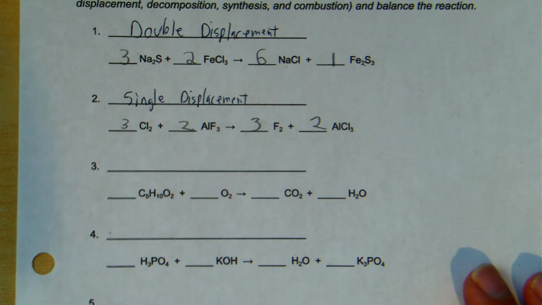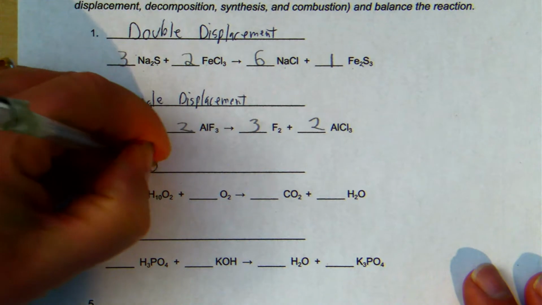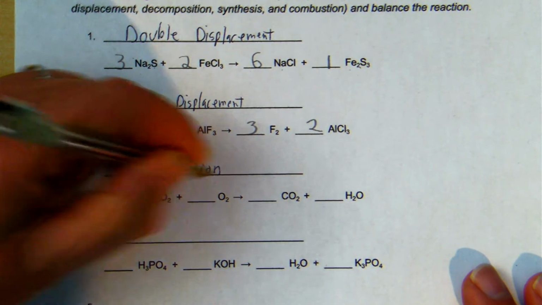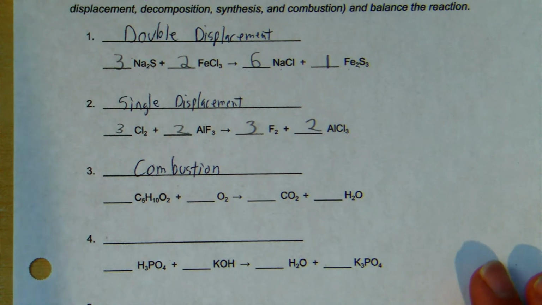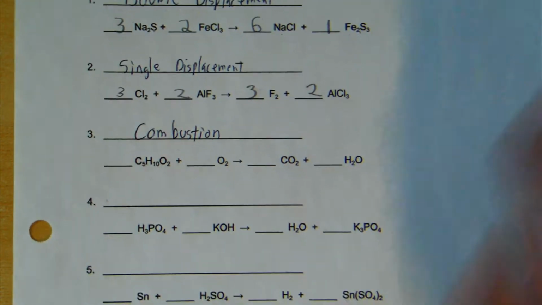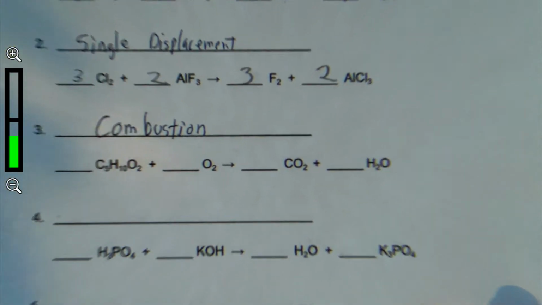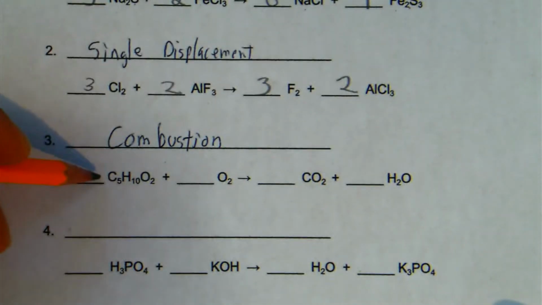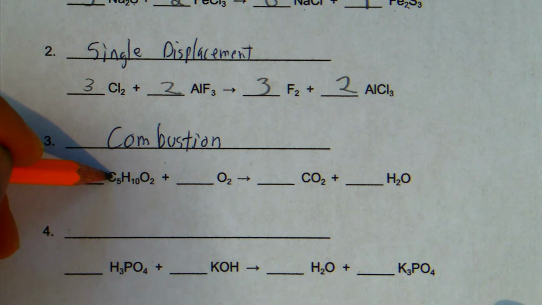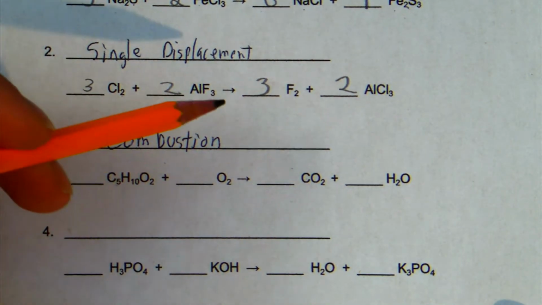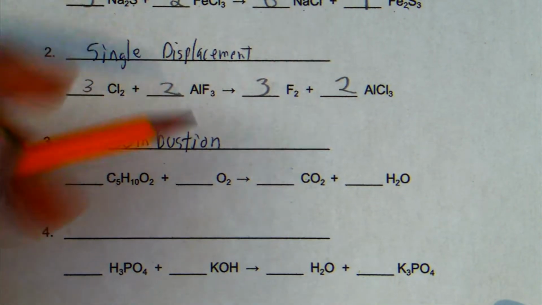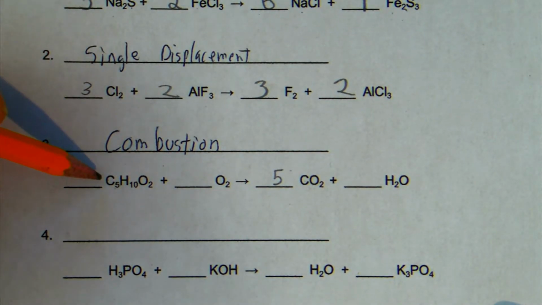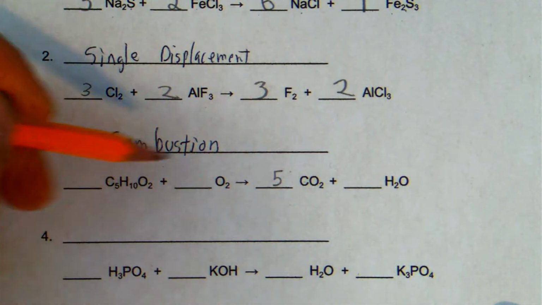Number 3. This is a combustion reaction, a complete combustion, but we will just call it combustion. One of the more challenging types, I think, and I would do this by doing the oxygens last as I figure this stuff out. I see I have 5 carbons here, so I'm going to need at least a 5 there. We'll start with that. Okay, so 5 carbons to 5 carbons.